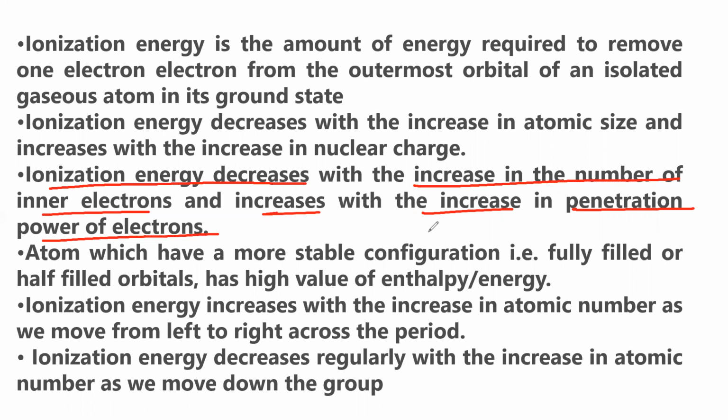And ionization energy increases with the increase in atomic number as we move from left to right across the period, because the same number of electrons are added, more electrons are added to the same subshell. So ionization energy increases with the increase in atomic number as we move from left to right across the period. And ionization energy decreases down the group, that we already discussed. So next.